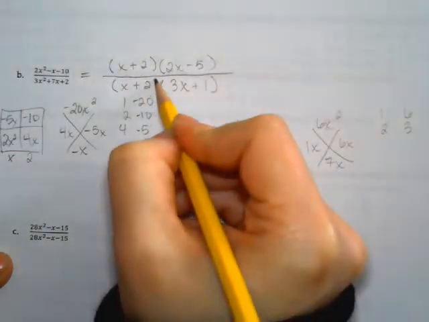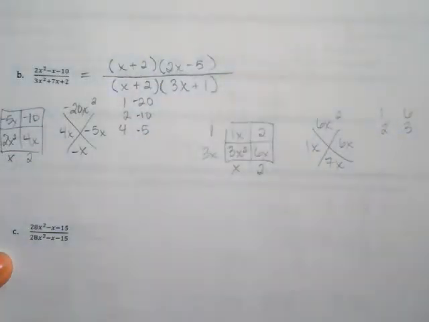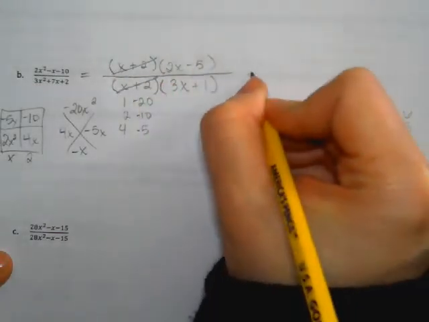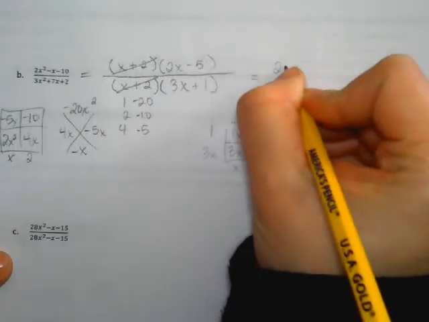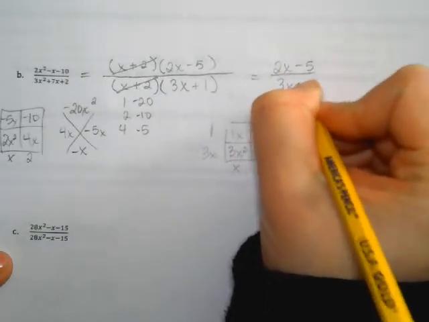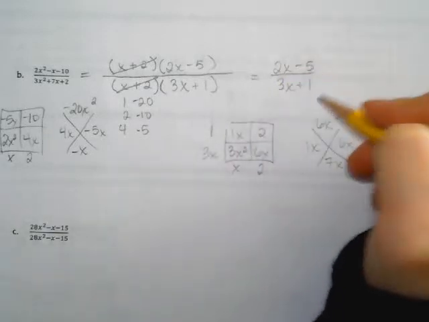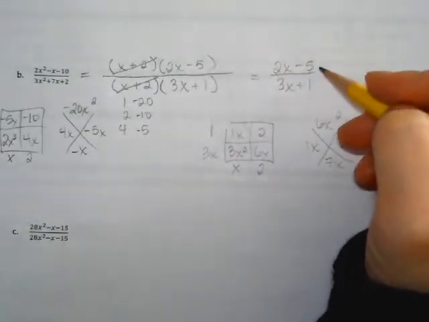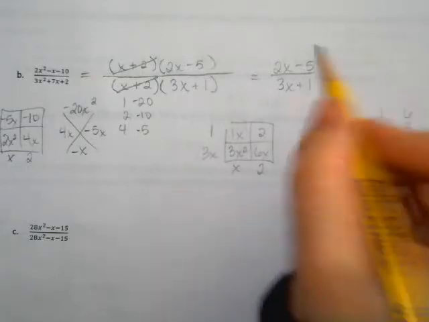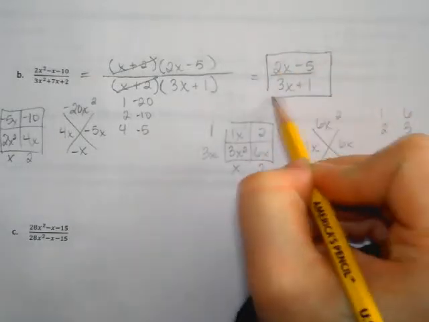And then what can I divide out? Once I have both of those in factored form, written as a product, the x plus 2's divide out to 1. So what I'm left with is 2x minus 5 over 3x plus 1. And because these are now written as a sum or in standard form, I can't divide anything else out. This is as far as I can go. So that is my answer.